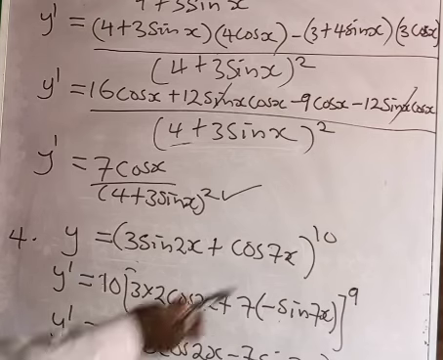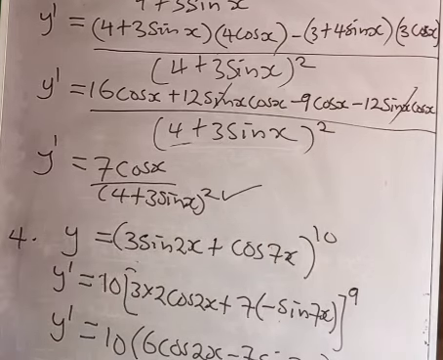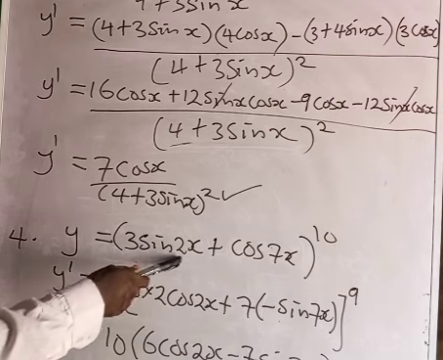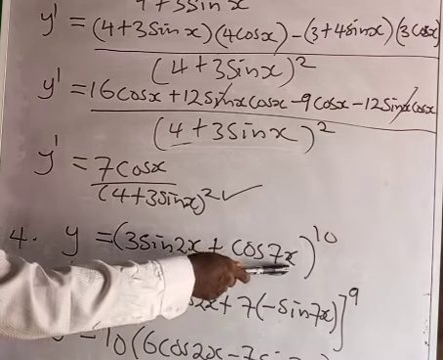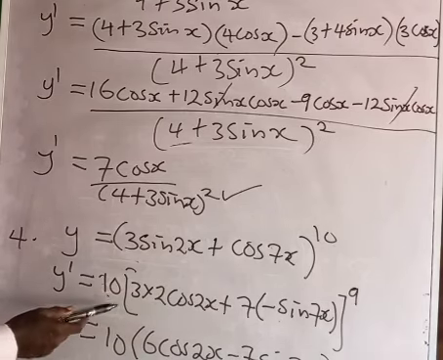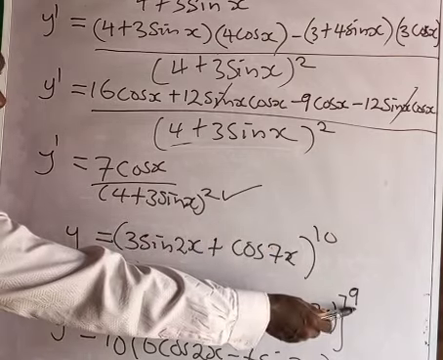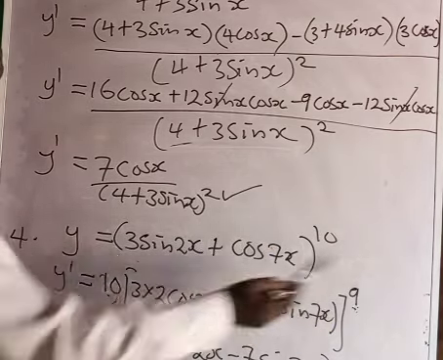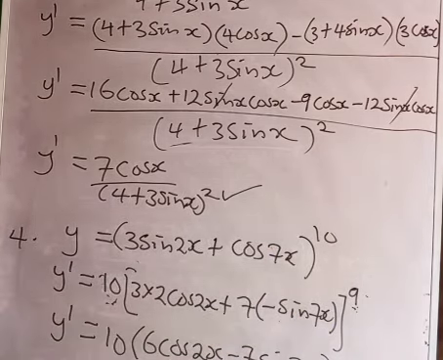Now, we have a function of a function. In this case a triple function of a function: this 2x function of a function, 7x function of a function, raised to power 10 function of a function. So let's go. 10 will be multiplying, and of course reduce the 10 by 1, going to be 9. So we have 10 raised to power 9.